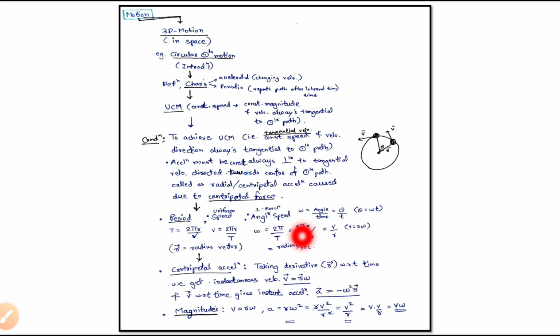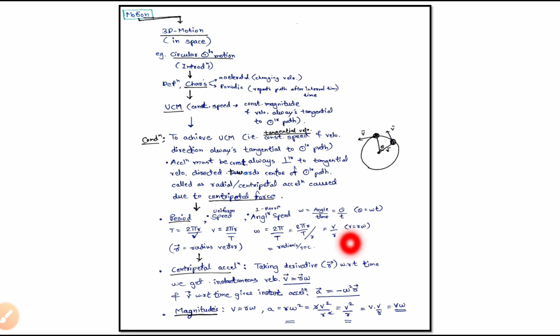This angular speed has a different SI unit from the linear speed. As we know, linear velocity is measured in meter per second, and angular velocity is measured in radian per second. Here radian is the unit for angle theta.